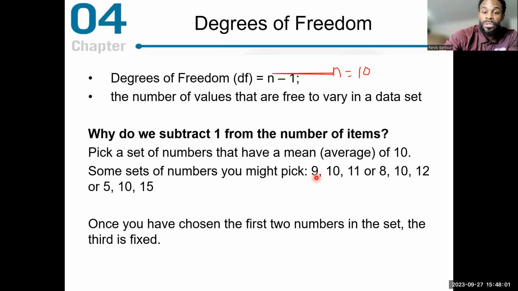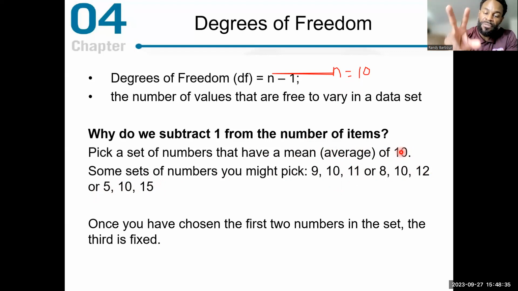Say I chose 9 and then I chose 10, right? Those two variables are free to vary in whichever way you want to vary them, right? Because you can choose 8 and 10, you can choose 5 and 15, but that last score has to be 11 in this case, 12 in this case, and 15 in this case in order to get the average of 10. So there is a degree of freedom of 2 in this example because 2 scores are free to vary in whichever way you select them.